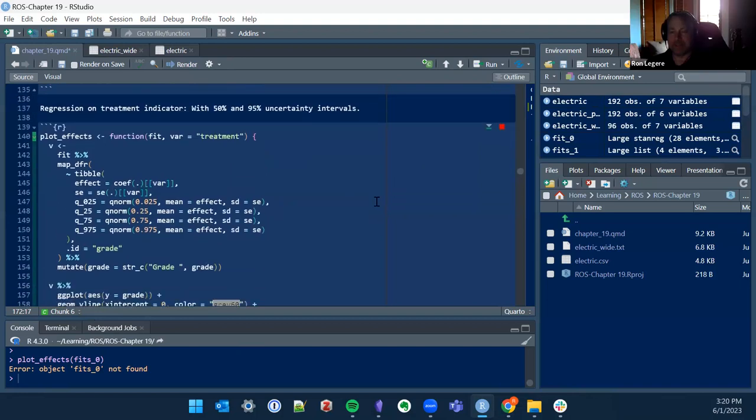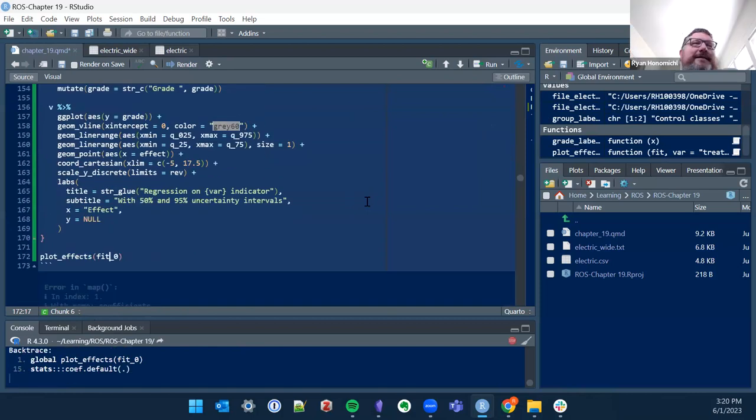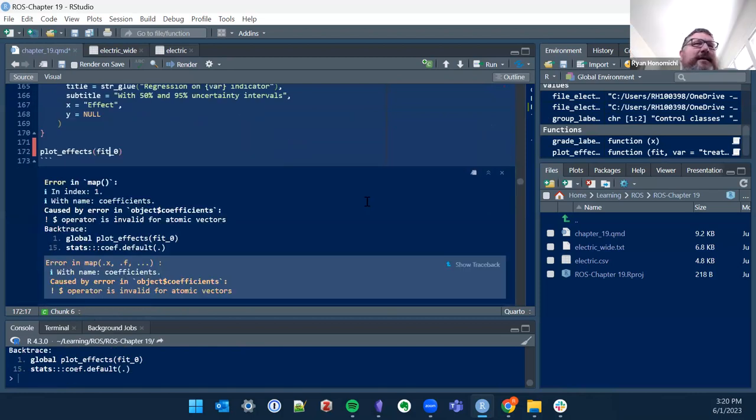I do that kind of thing all the time. I've changed my naming convention halfway through. I'm really bad too. Sometimes I'll have fit underscore zero, although it's fit underscore one, and I'm like, wait a minute, that's very inconsistent.